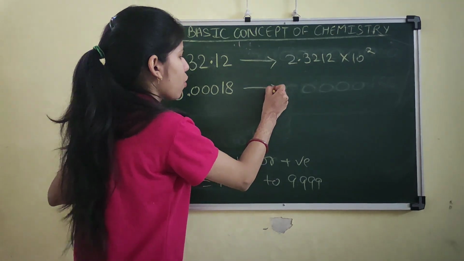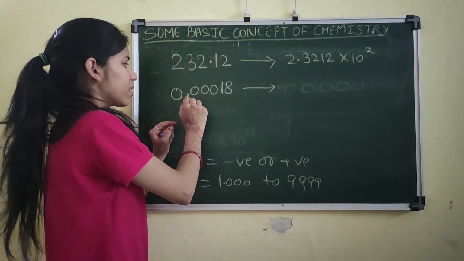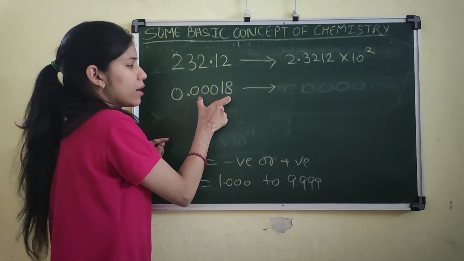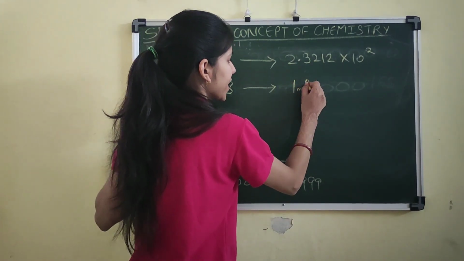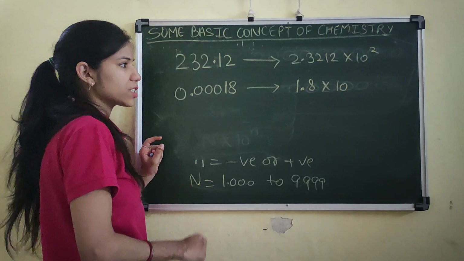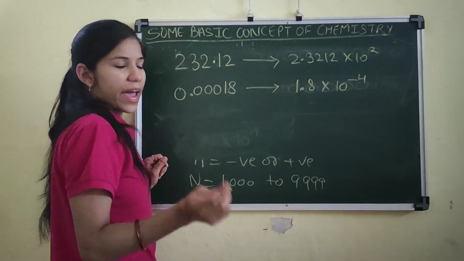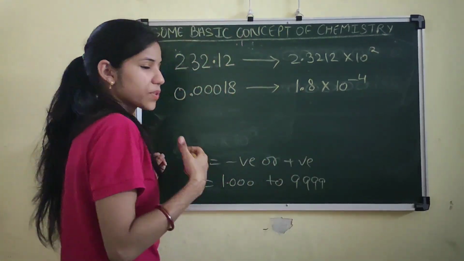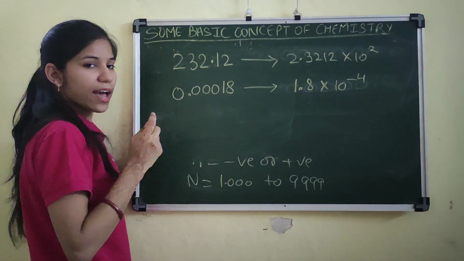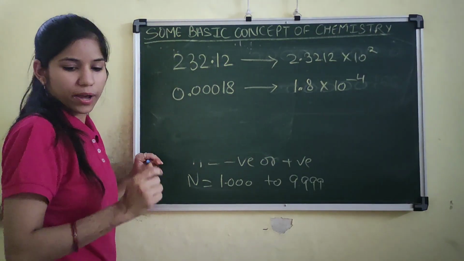Now take 0.00018. We can write this number in a simple form. The decimal shifts 1, 2, 3, 4 places to the right, so it will be 1.8 into 10 to the power minus 4. So n can be positive or negative, and scientific notation is very helpful to express these numbers in a simple mathematical form.